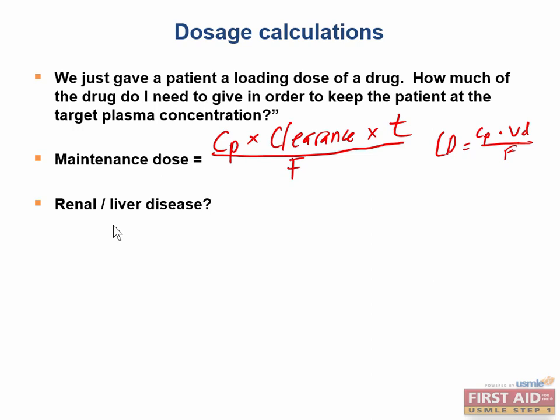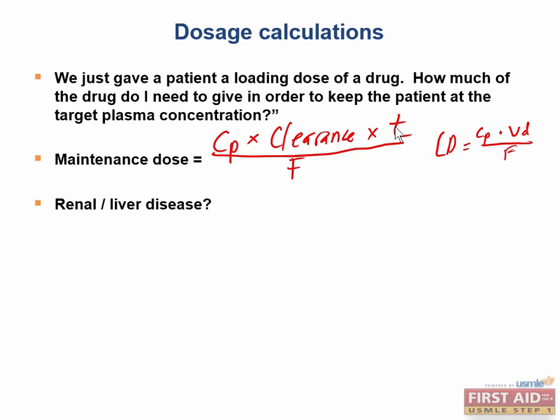Now we also have this new factor to consider in our maintenance dose equation, the dosage interval, or tau. Assuming that we are not continuously giving the drug, how often are we going to need to keep giving our drug? Well, the dosage interval is the time between doses.